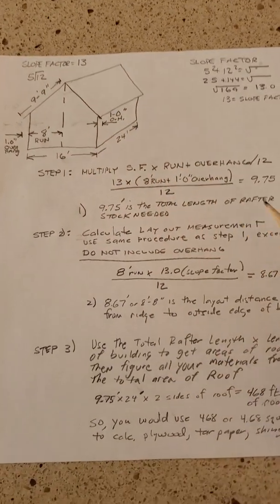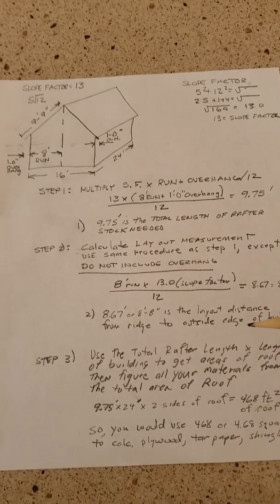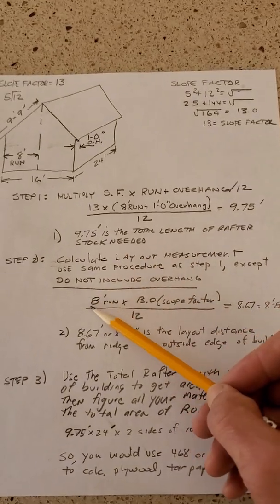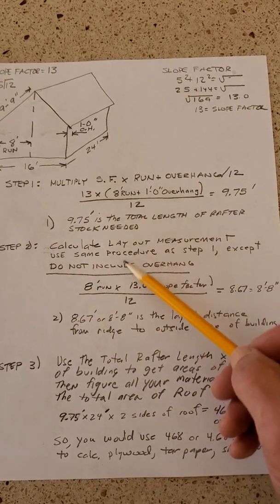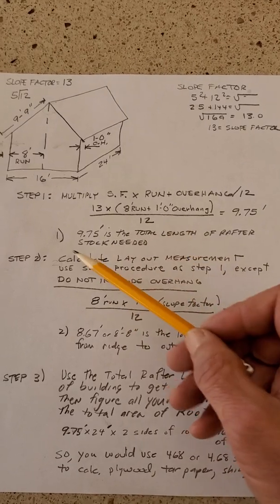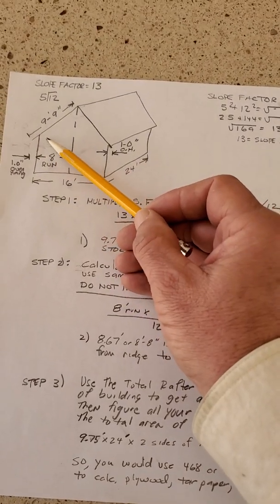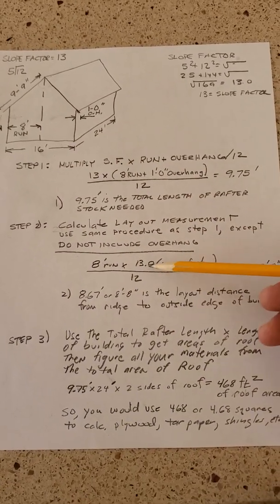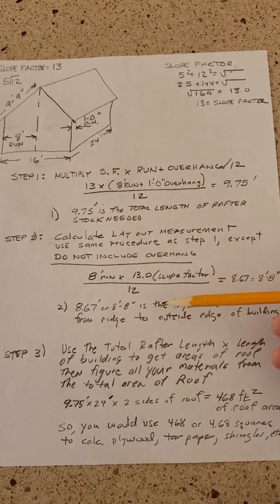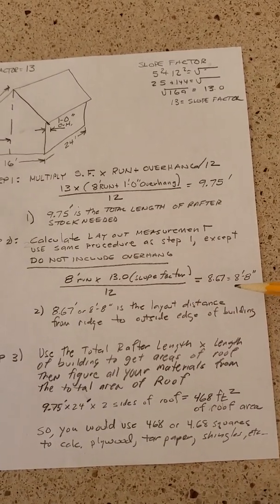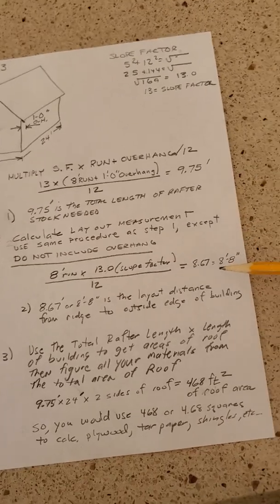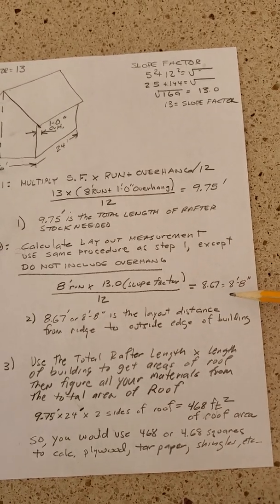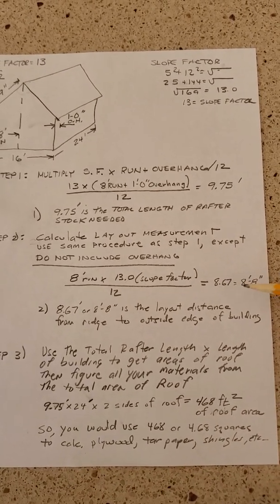Once you have that number, the second step is to figure out the layout length, if you're actually laying out the rafter. That one, you just don't include the overhang. So you do the exact same thing we did up here, just use 8 feet instead of 9. Don't include the overhang because we're figuring right to the wall line where that notch will be for your bird's mouth. So 8 times 13, the slope factor, divided by 12. It's 8.67 feet, which is 8 foot 8 inches. That one you definitely have to convert to inches when you're laying it out, because usually tape measures are in inches, not tenths. So there you go, 8 foot 8.